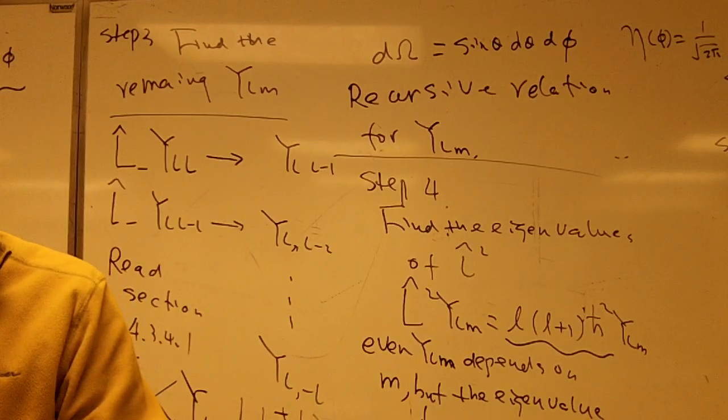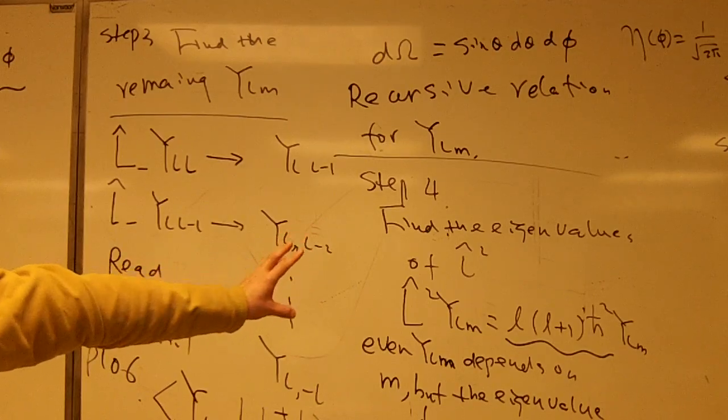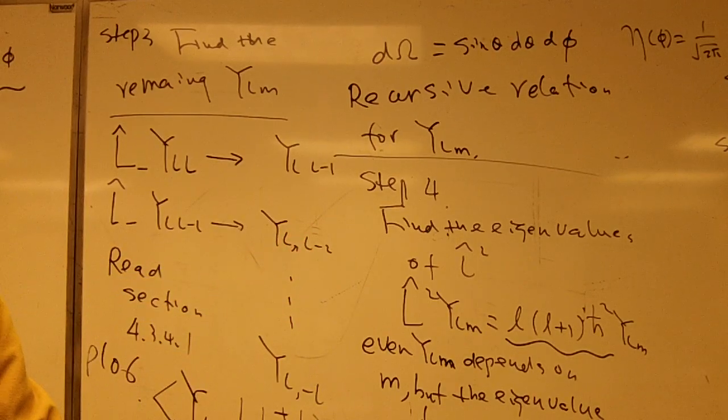You see, we never used the recursive equations we used before. We never used them, except this one, L plus acting on Y. We only use this relation, and we never use the other ones. That's why the entire derivation is self-consistent.